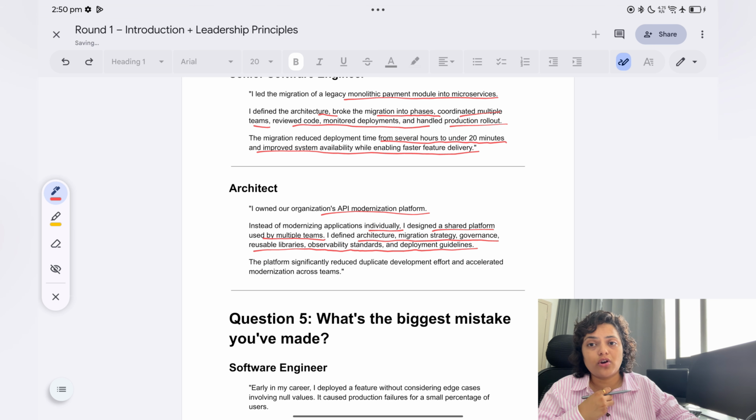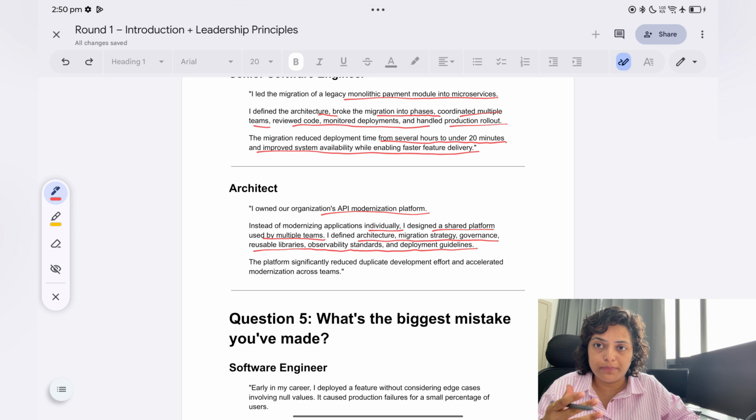So see, he is talking here about the platform. He's talking here about the strategy. He's talking here about the governance, okay, which is organization wide. He's talking here about reusable libraries, then observability standards, okay, not for one project but for the entire organization, and deployment guidelines. Okay, so not one deployment but deployment guidelines which will suit all the projects of the organization.